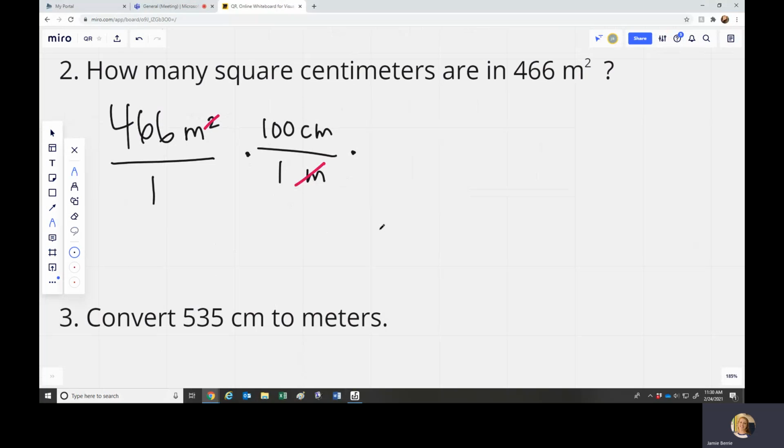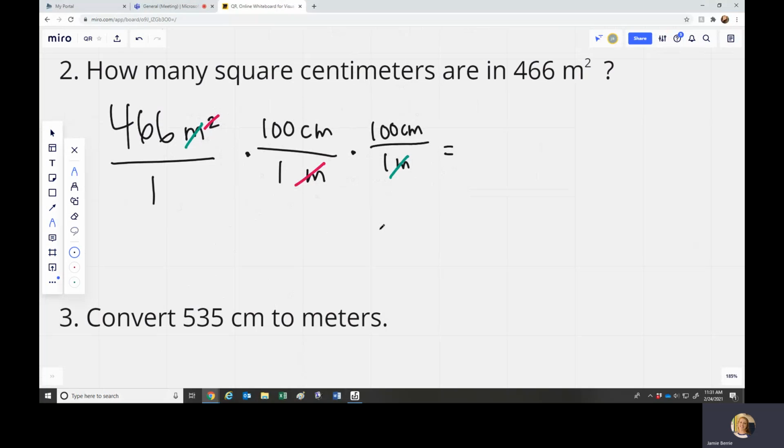Now to cancel out that last meter unit, we need to multiply by this unit factor again. Now this m cancels with this m, meters cancels with meters. So when you have meters squared or centimeters squared, in order for you to cancel both meters out, you have to multiply by that unit factor twice. Now we have centimeters times centimeters, which would be centimeters squared, or square centimeters, same thing.